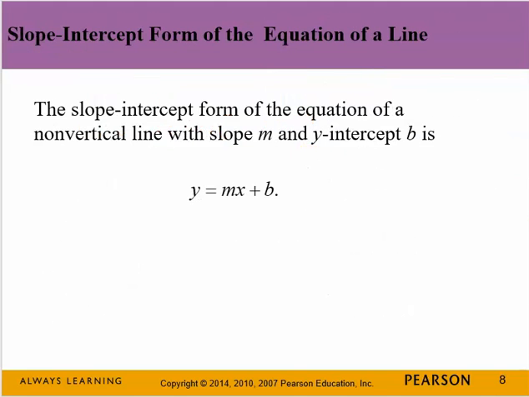Okay, here they're introducing the slope-intercept form. Why do they call it that? Well, because there's the slope and there's the y-intercept. So slope-intercept form. M is the slope, and the b value, whatever value is there, that's where it will cross the y-axis. That's why it's called the y-intercept. All right, let's go on.